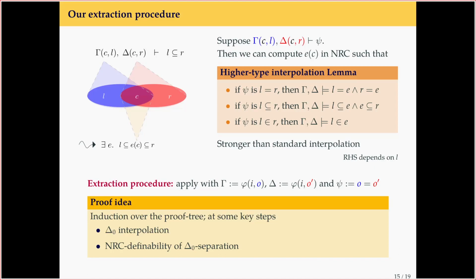Of note is that we do use interpolation as well as the findability of delta zero separation in certain crucial steps. All in all, this results in an efficient procedure which can extract E by iterating a single time over the whole proof tree of an intrinsic proof. Now, with the time left, I would like to discuss the generalization of this result to classical proofs.